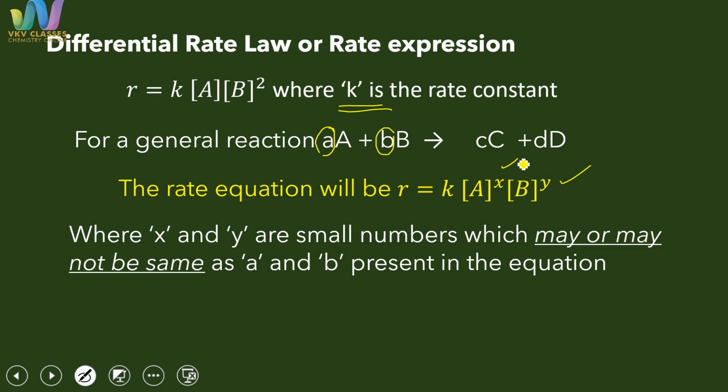And how are you getting the values of x and y? I told you just now, you have to carry out an experiment with the different concentrations of the reactants, and rate is equal to K into A power x into B power y is the general form of rate law.